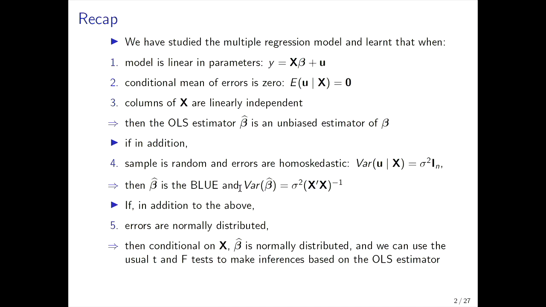So under assumptions 1 to 3, the OLS estimator beta hat is an unbiased estimator of beta. And under assumptions 1 to 4, the OLS estimator is the best linear unbiased estimator of beta. In addition, under assumptions 1 to 4, we saw that the variance of the OLS estimator beta hat is equal to sigma squared (X prime X) inverse, where sigma squared is the variance of the error term.